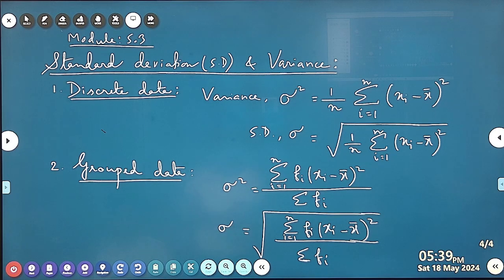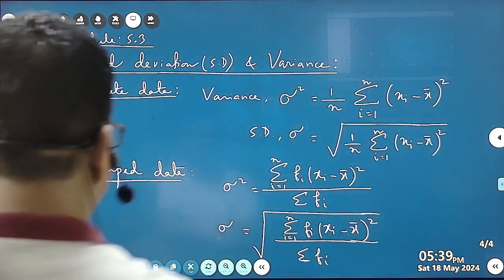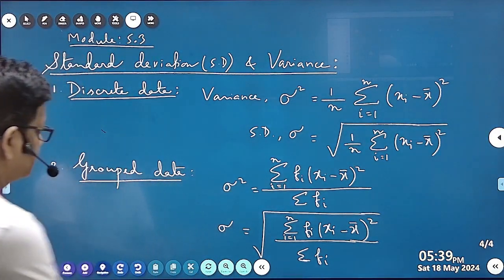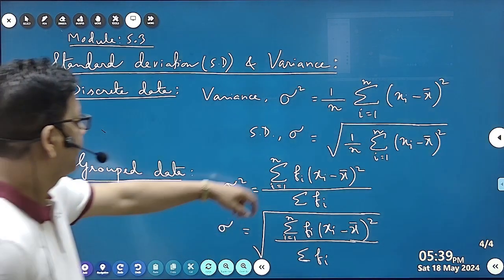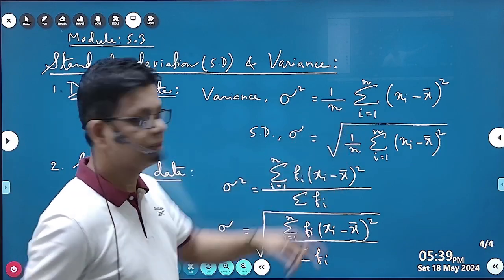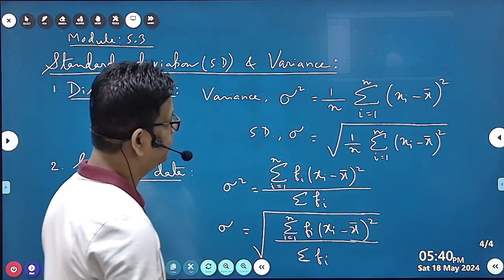So this symbol is called sigma. Sigma square for variance and sigma for standard deviation. Which one? 1 by n. This one? N, small letter n. Okay.